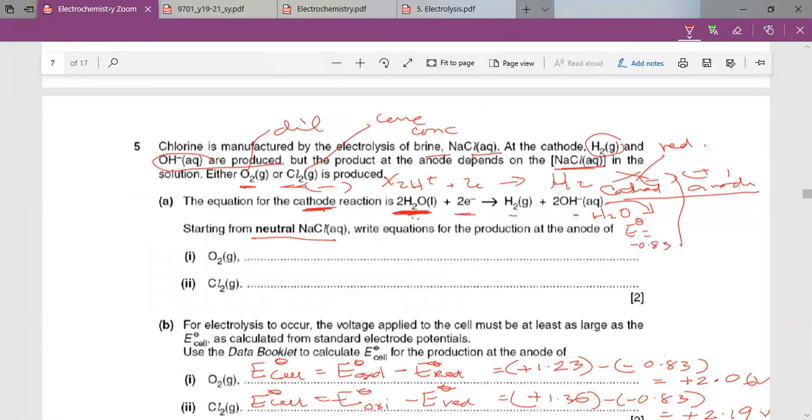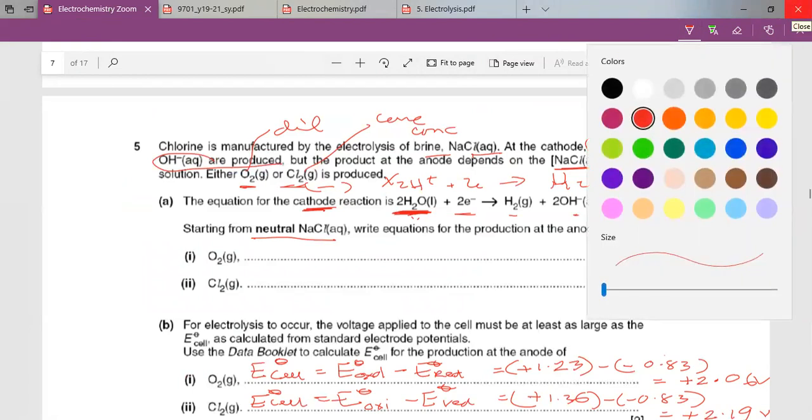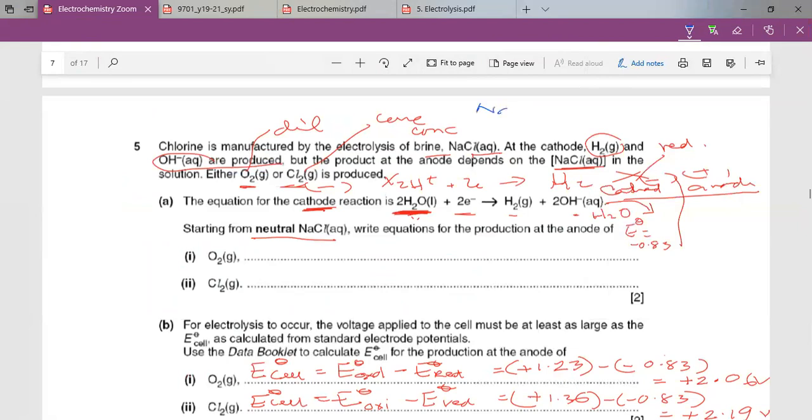Okay, so the anode. Remember this is NaCl. I'm going to put this in blue so they can distinguish. Remember NaCl, Na plus, plus your water. Remember, it's neutral. You don't use H plus and OH minus, okay? No, don't do this anymore. I repeat 1,000 times if you have to, get it into your head. Because they say neutral, it means you must use water. So I've got Na plus and water and Cl minus.